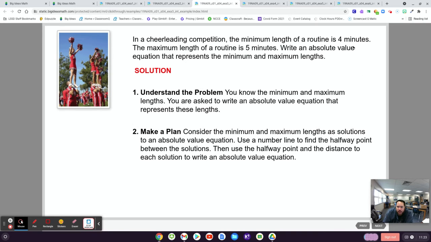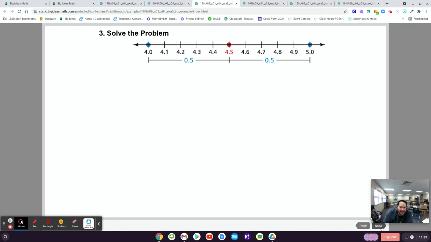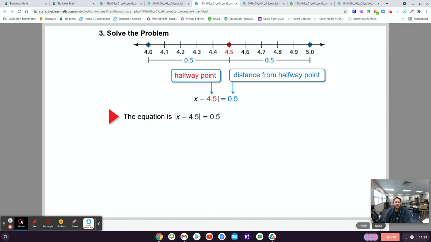So what's the halfway point between 4 minutes and 5 minutes? Yeah, it's 4.5 minutes. So that's going to be our key. So we're going to say that x minus 4.5 minutes has to be 0.5. That's the distance from the halfway point to the max and the min. That would be our equation. Okay, and when you solve this equation, that gives you 4 and 5, but that was our original story. So sometimes you are taking a story and coming up with the equation. Sometimes you're taking the equation and answering the equation.